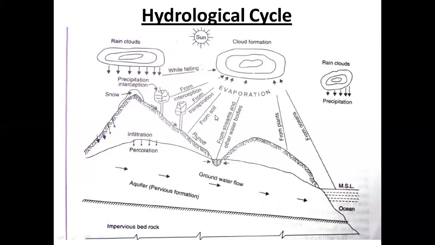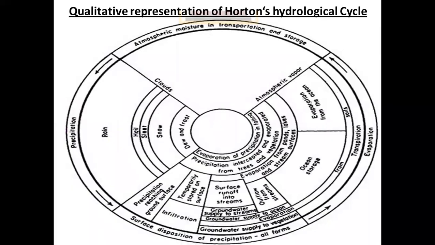Okay, so if they ask you to draw and explain the hydrological cycle, then you have to explain this. It's a typical hydrological cycle. But for you all, we have two more types. Now, this hydrological cycle is divided into two again. One is the qualitative representation of Horton's hydrological cycle, and one more is Horton's engineering representation. Okay, there are two here.